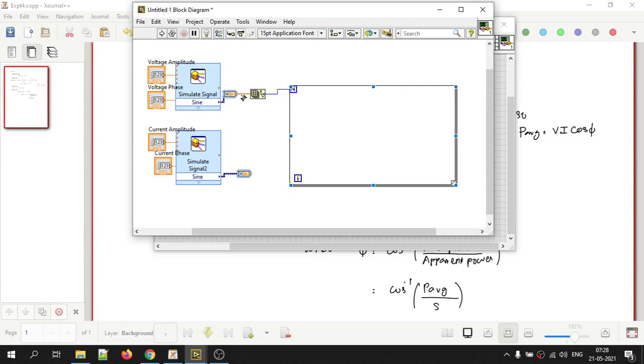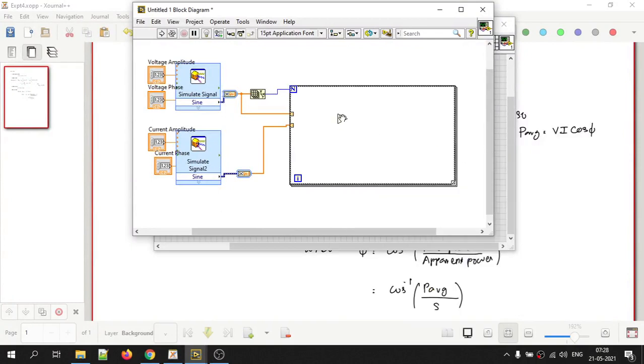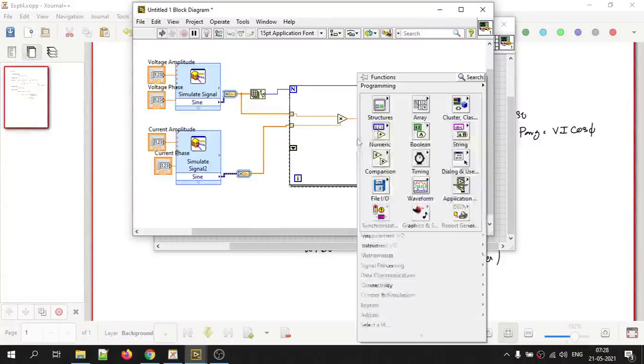In the for loop, let us calculate the instantaneous power first. What is instantaneous power? Instantaneous power is the product of instantaneous voltage into instantaneous current. Next, we need to evaluate average power. For that, let us create a shift register.